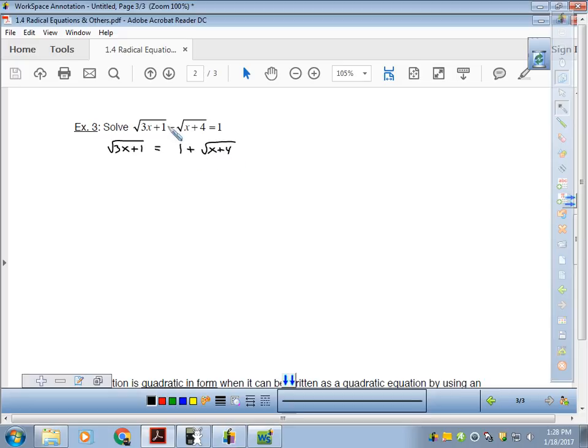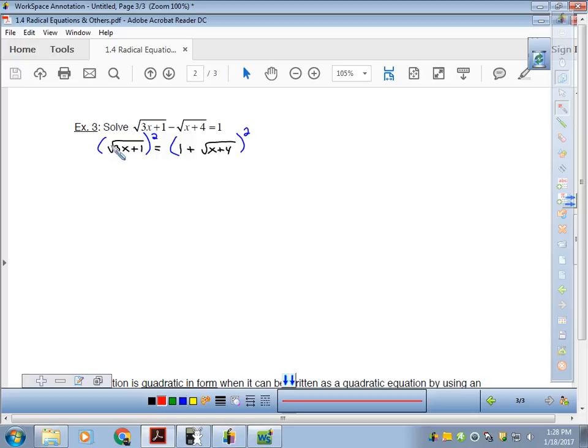The square root becomes positive because we're adding it across. We're moving it across the addition. Okay. At that point, we've now isolated this radical. It's now isolated. So let's get rid of the radical. To get rid of a square root, we square both sides.